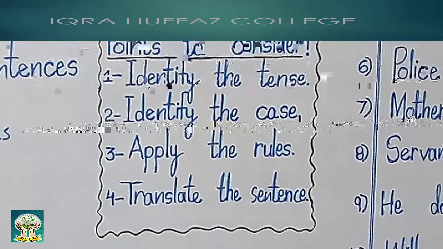So my brothers, as we discussed earlier, a simple sentence consists of a subject and a predicate. So here the examples given on the board belong to simple sentences. All these 10 sentences are simple sentences. You can see that every sentence has a single subject, or one subject, and a predicate. Let's go through the first sentence.